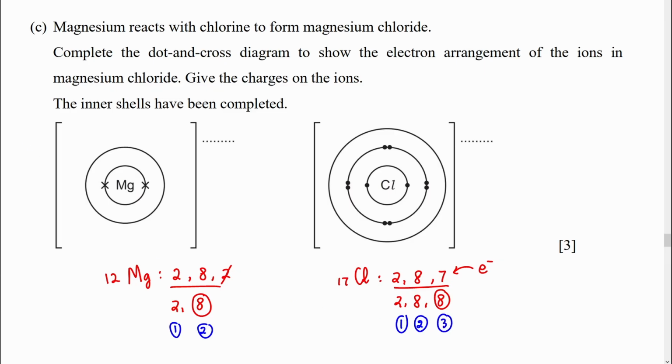Okay, let's draw and complete the dot and cross diagram. So for magnesium, it only contains 2 shells. The first shell is 2 and it's already full, which is 2. Now the second shell should be 8 because they are using cross and you are also using cross in this case. 4, 5, 6, 7, 8.